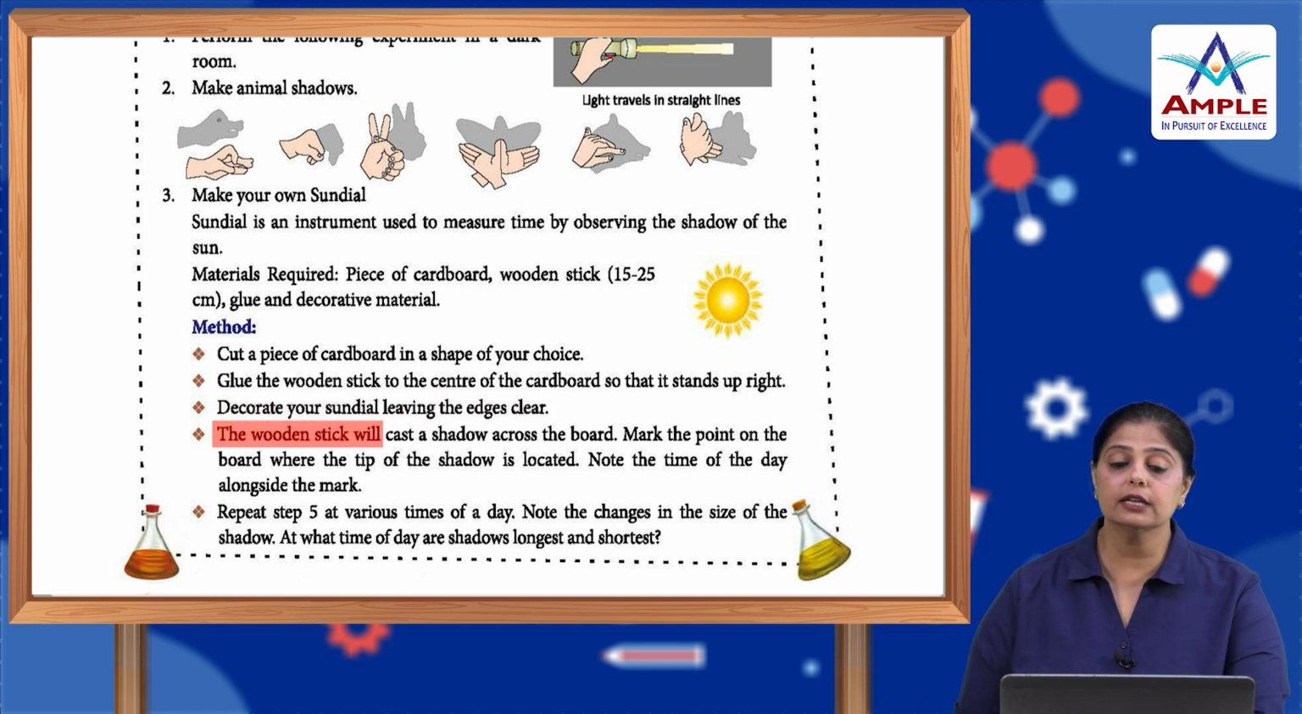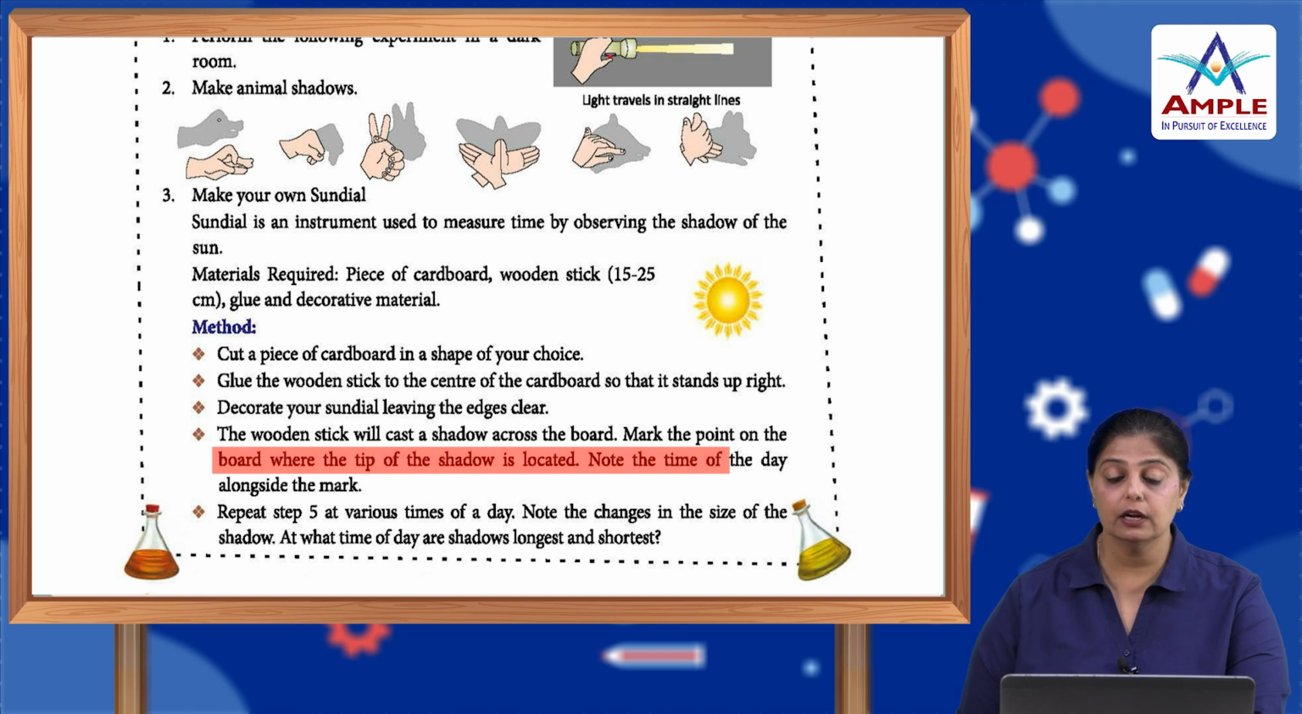The wooden stick will cast a shadow across the board. Mark the point on the board where the tip of the shadow is located. Note the time of the day alongside the mark. Repeat this step at various times of the day. Note the changes in the size of the shadow, and at what time the shadow is longest and shortest.